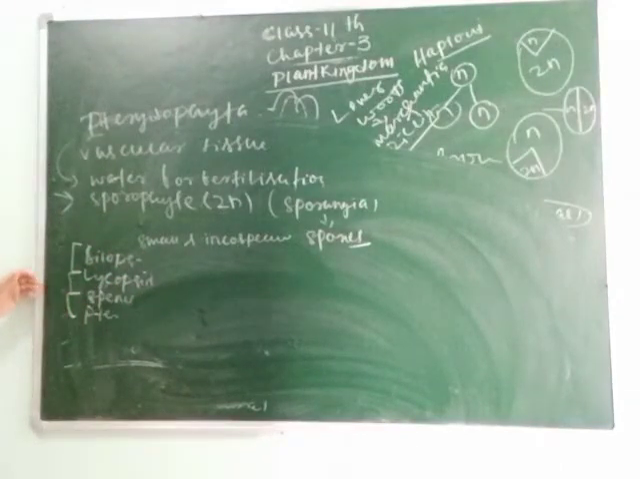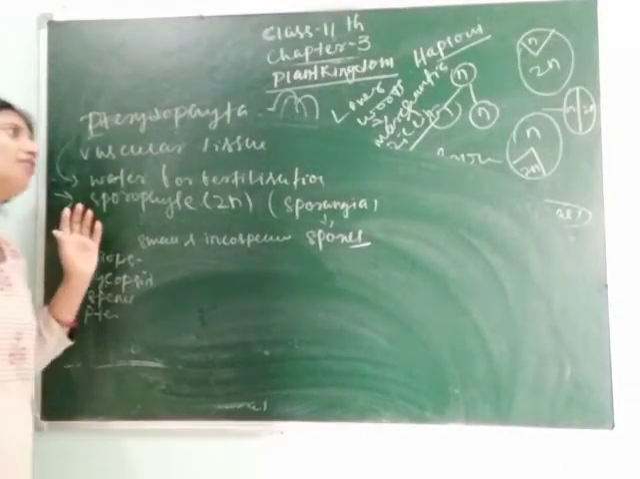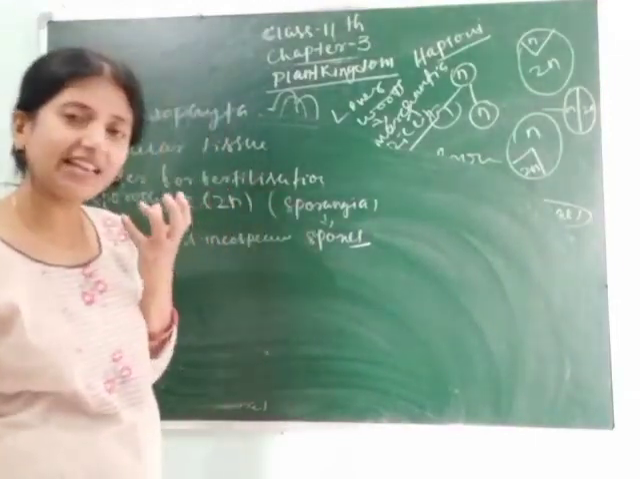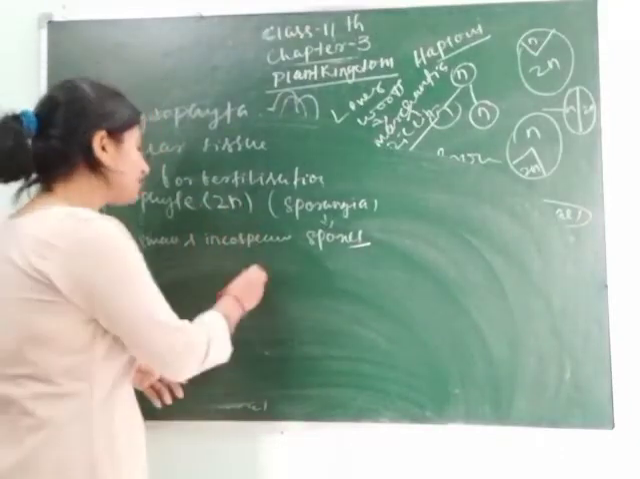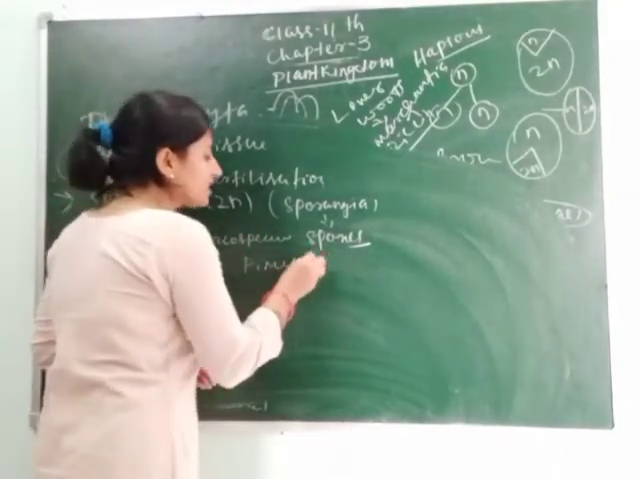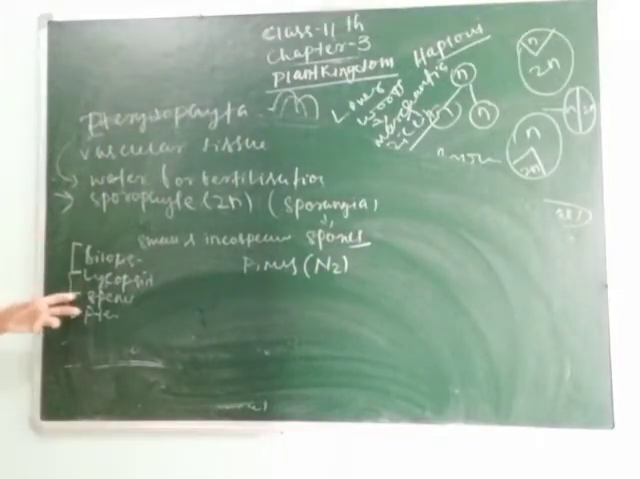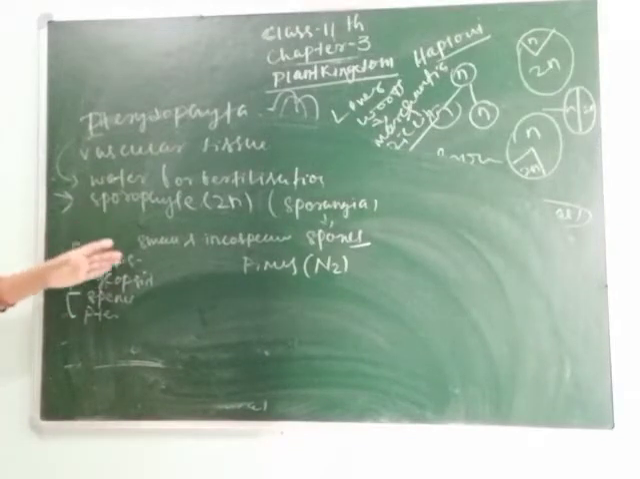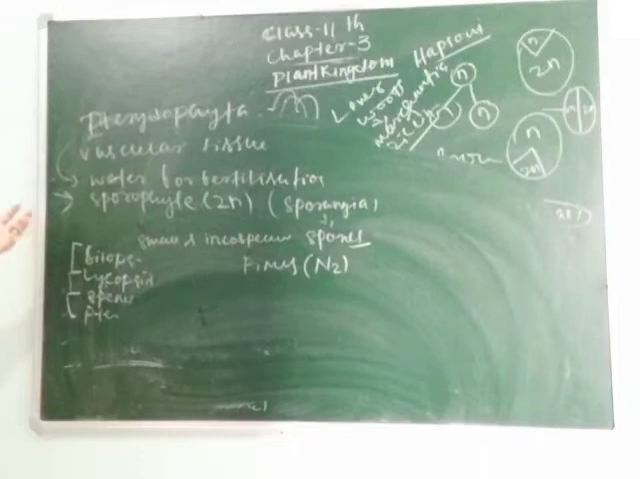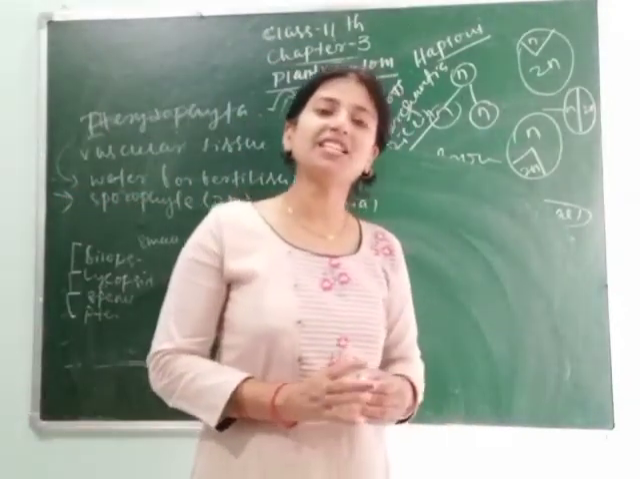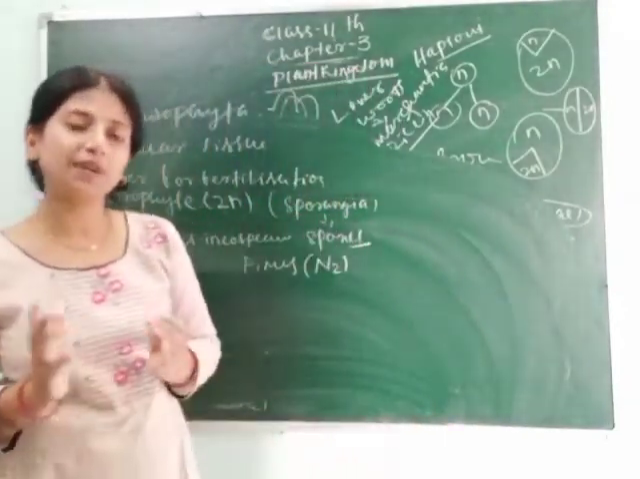The species of gymnosperms also have many important characters, like helping in nitrogen fixation, like Pinus. Pinus helps in nitrogen fixation, which means they trap atmospheric nitrogen and fix it in the roots of the plants. Again, as I have told you, vascular tissue is well developed. Spores are formed by meiosis. Clear?